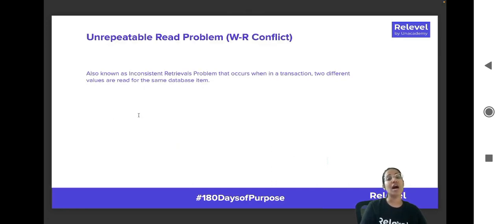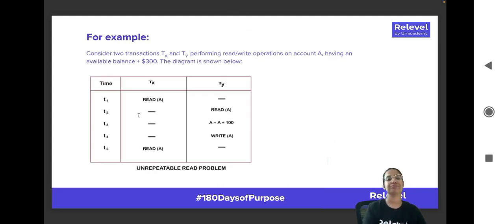Next, we have the unrepeatable read problem, okay? Also known as the inconsistent retrieval problem, that occurs in a transaction where two different values are read for the same database item. Let's take an example. So two transactions, TX and TY, both performing read-write operations, right? And there is an available balance of 300. TX reads A, okay. At the same time, TY is also reading, so 300, 300 both are reading.